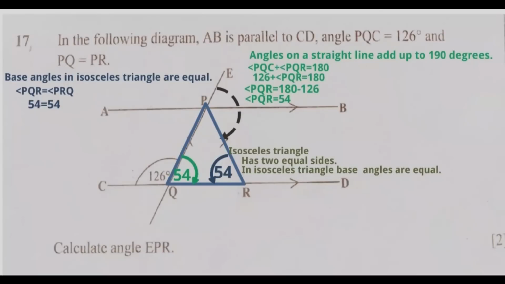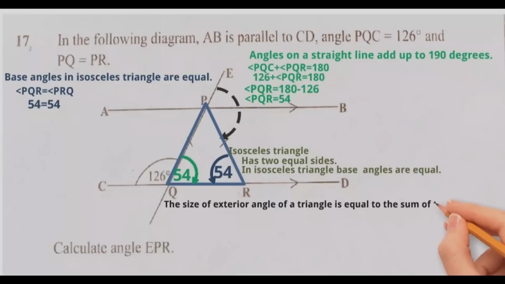Okay, we go on and find the angle EPR. To find the angle EPR, we're going to use the property which is the size of an exterior angle in a triangle is equal to the sum of the two opposite interior angles. This property means that when we add angle PQR and angle PRQ, it will give us angle EPR.